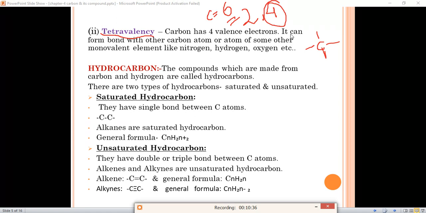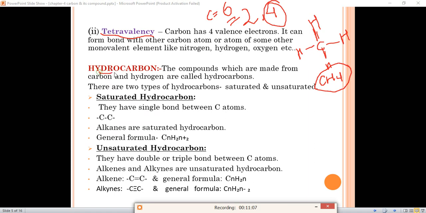Carbon has 4 electrons. It can form bonds with other atoms or atoms of some other monovalent element like nitrogen, hydrogen, oxygen, etc. Carbon can form only 4 bonds. For example, this compound CH4. What is the name of this compound? CH4. This is methane. So carbon is forming 4 bonds with 4 hydrogen atoms. And this is a very important compound. It's used as a fuel in biogas and in CNG, compressed natural gas.